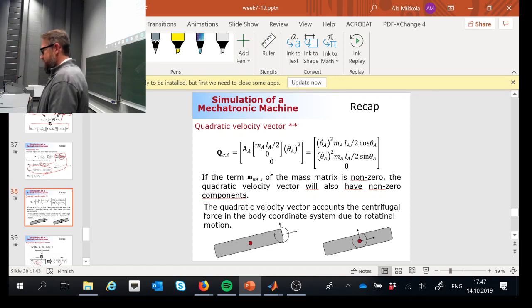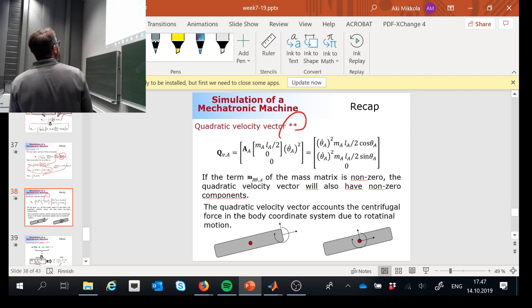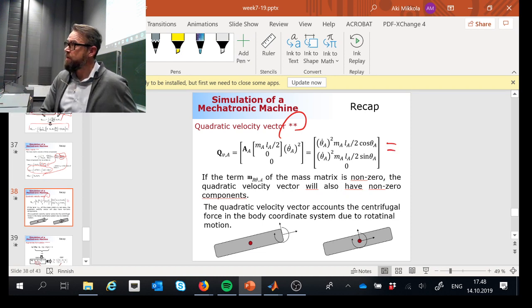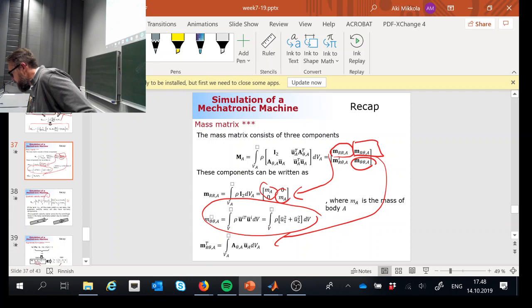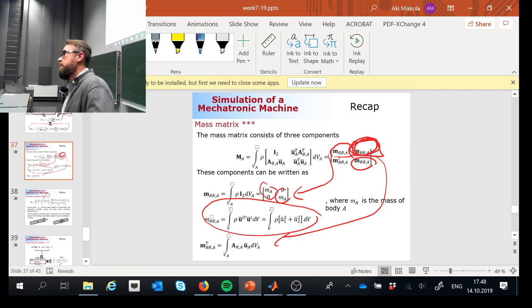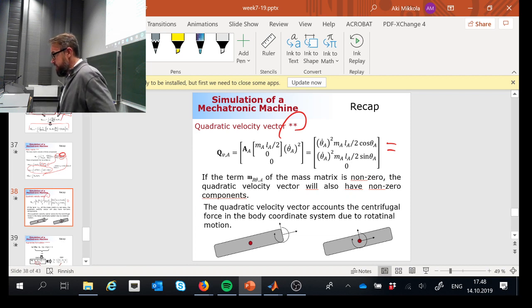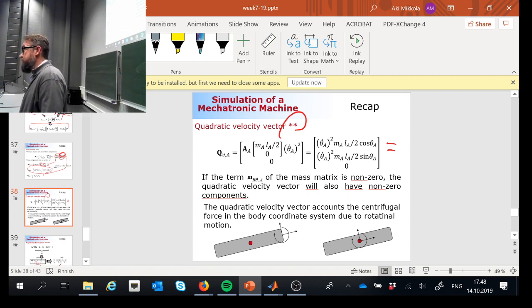All right, the quadratic velocity vector, look at the ratings. 2 stars. You can skip it if you're in a hurry. Now, what it means, well, you know how you can compute it. The details are explained here, but this comes together with this part of the mass matrix. So if this part of the mass matrix is non-zero, then the quadratic velocity vector will be non-zero. And what it's actually doing is accounting for the centrifugal forces due to the rotation.